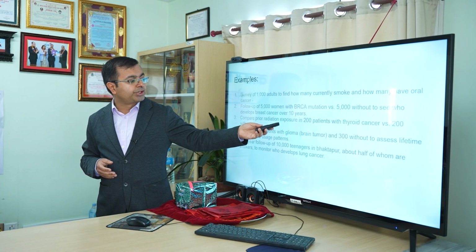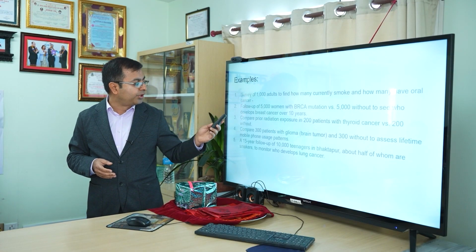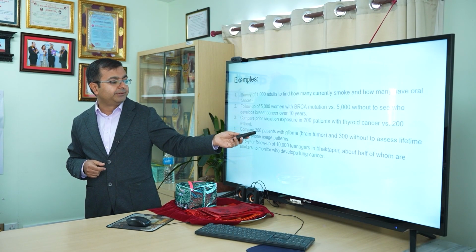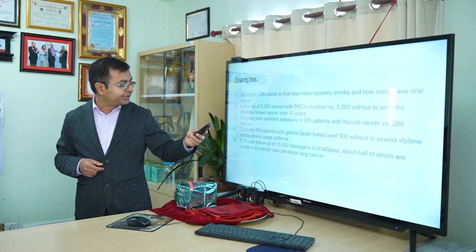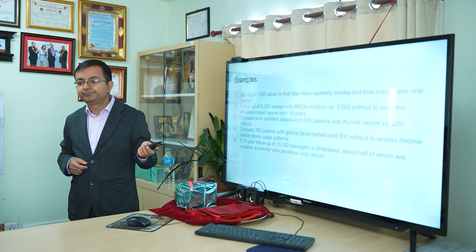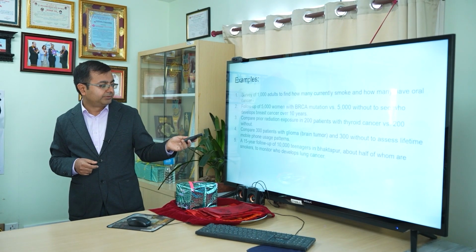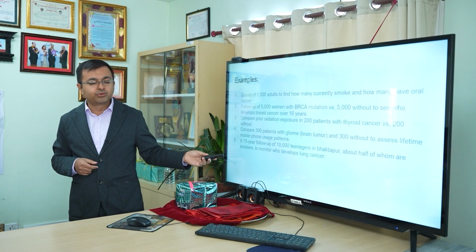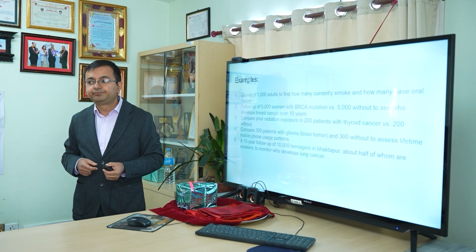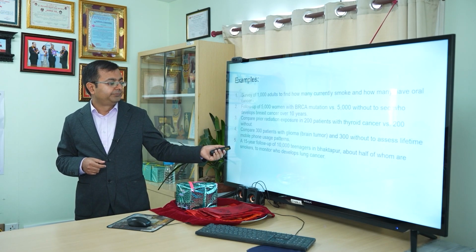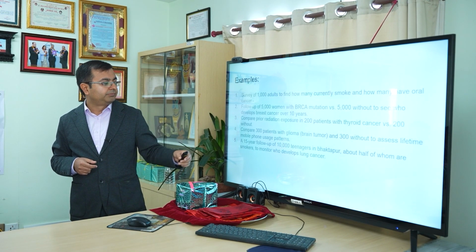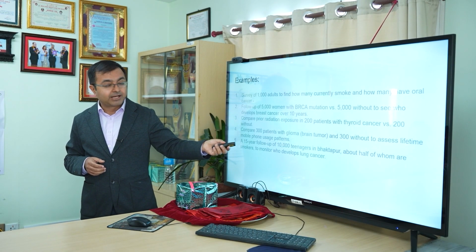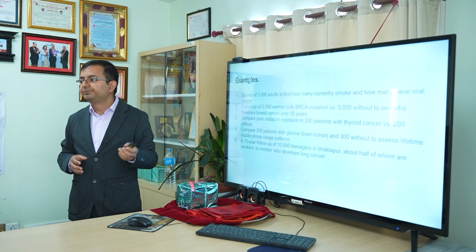Compare prior radiation exposure in 200 patients with thyroid cancer versus 200 without thyroid cancer. Case control. Good. Compare 300 patients with glioma brain tumor and 300 without glioma and assess their mobile phone usage pattern. A 15-year follow-up of 10,000 teenagers in Bhaktapur, about half of whom are smokers, to monitor who develops lung cancer. Cohort study. So by now you have an idea of what a cohort study is, what a case control is, what the sample size is in a cohort study, and how expensive it is going to become.